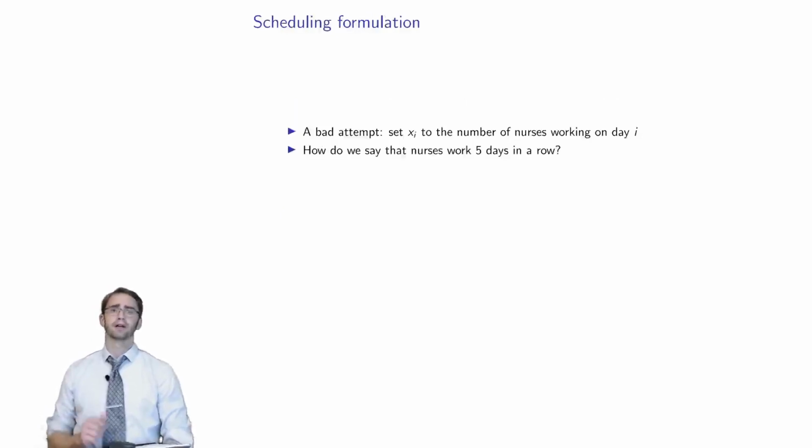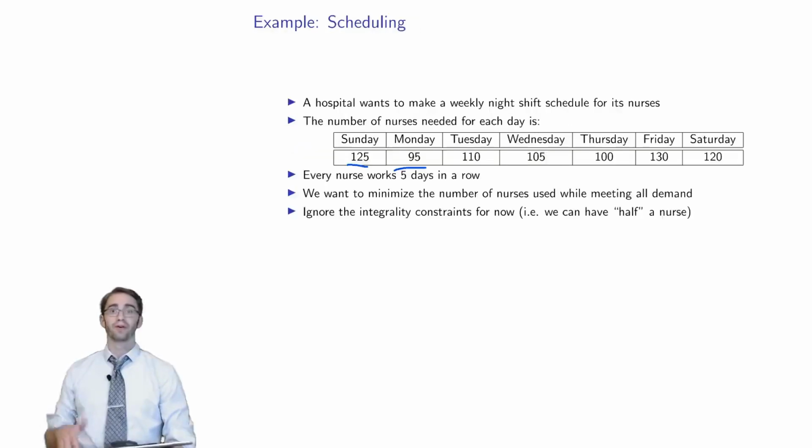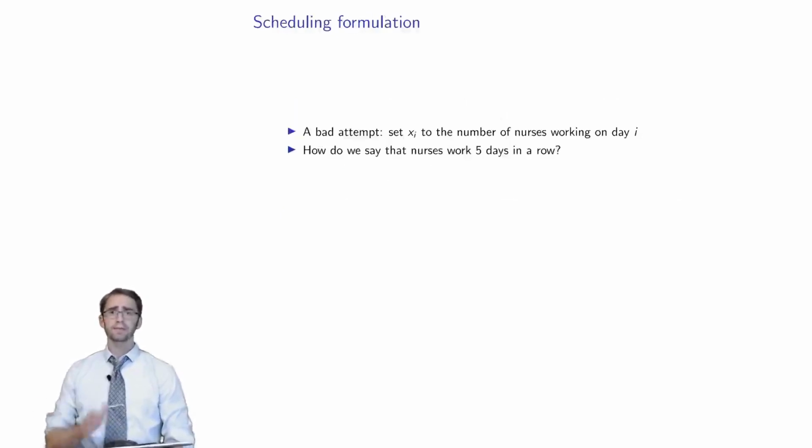So a false start for this problem, or a bad attempt, but also the most natural thing that most people do, is they say, well, we'll let x_i be the number of nurses that are working on day number i. And then if those are our variables, we'd say, okay, x1 for Sunday is at least 125, x2 for Monday is at least 95, and so on and so forth. That isn't a good formulation because there isn't a natural, obvious way to enforce the constraint that the nurses have to work 5 days in a row, right? It's not easy to see how you would do that.